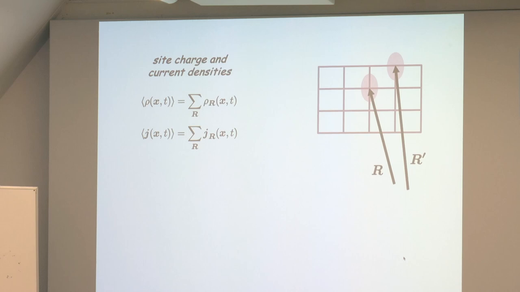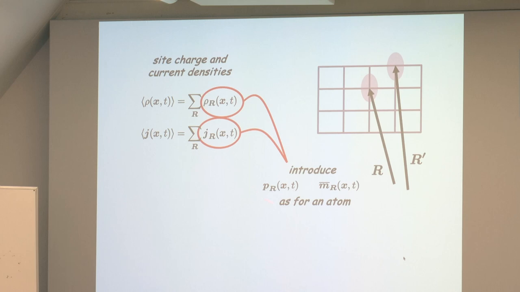So I've got these site charge and current densities. Now, if I think back to the atomic problem or the molecular problem, what would be the obvious thing to do? Well, I introduce microscopic polarization fields and microscopic magnetization fields the way I would as if each one of these R's was just an atom. And I put a bar over here for reasons that'll become clear in a minute, I hope.